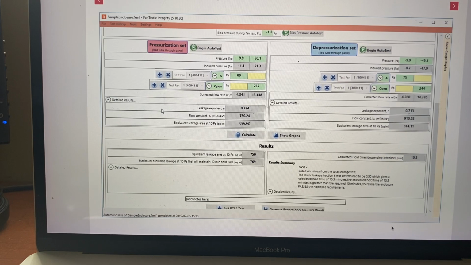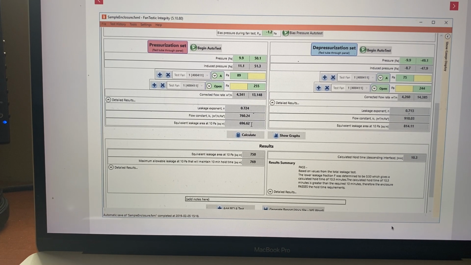One thing to pay attention to in this section is the leakage exponent N. This is the slope of the line when you plot your two pressure points on a graph for each set. The leakage exponent should be between 0.5 and 1 to indicate realistic data. If it is under 0.5 or over 1, that usually means that either the wrong range was selected or there's some kind of issue with one or more data points.